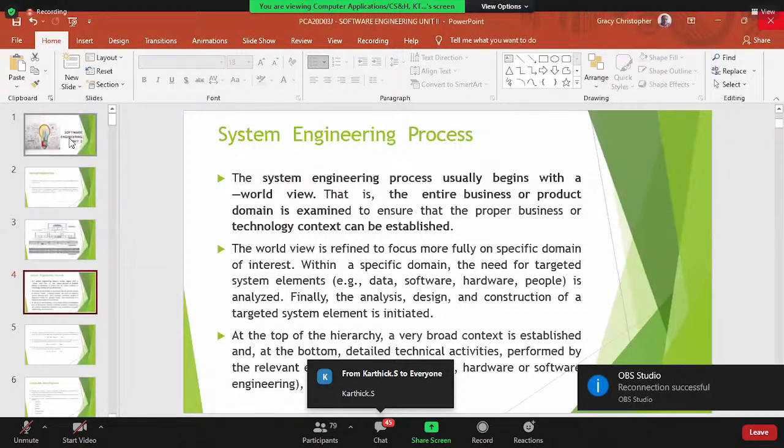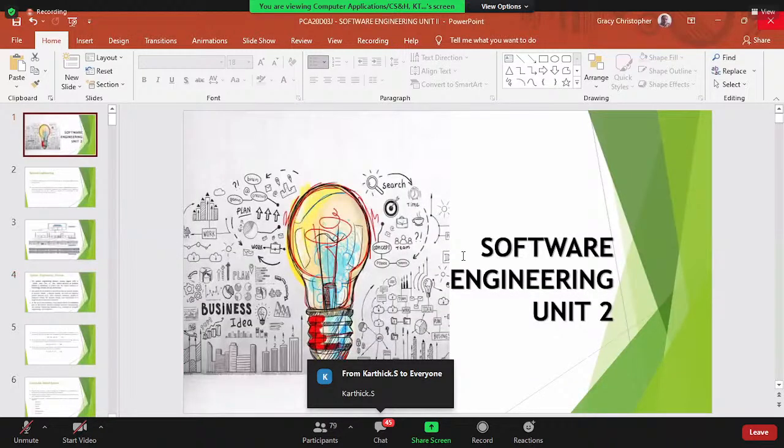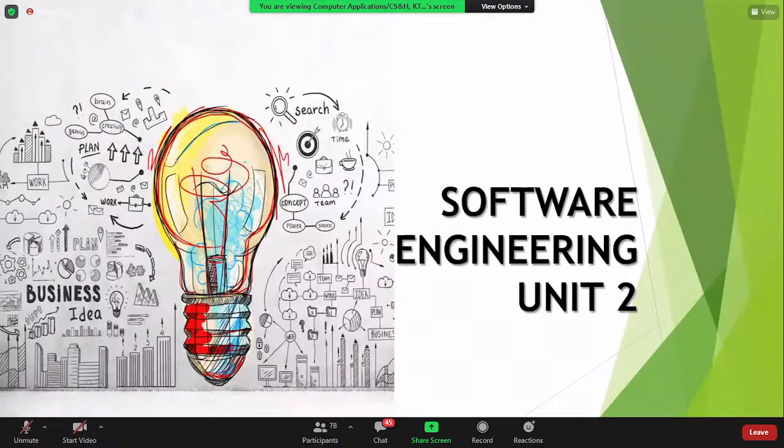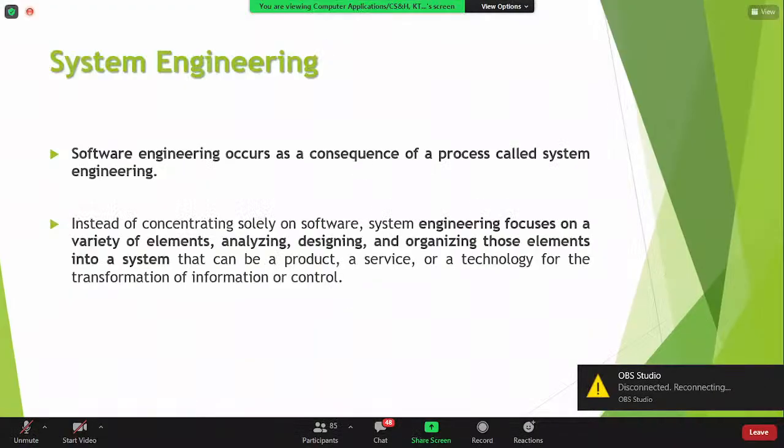Heard nothing yesterday, right? Yes, ma'am. Start again. Now you're moving to unit 2. It's nothing but proper way.